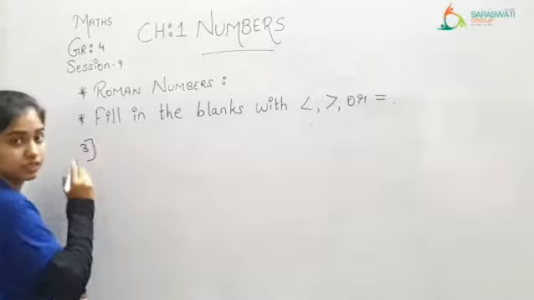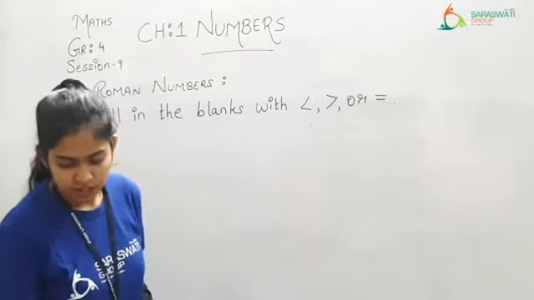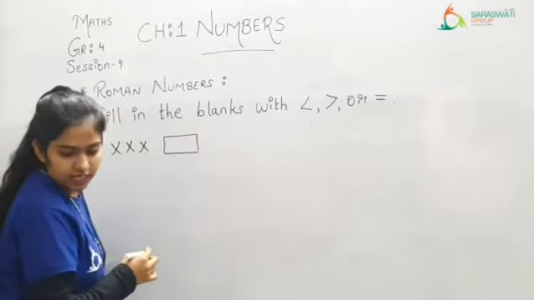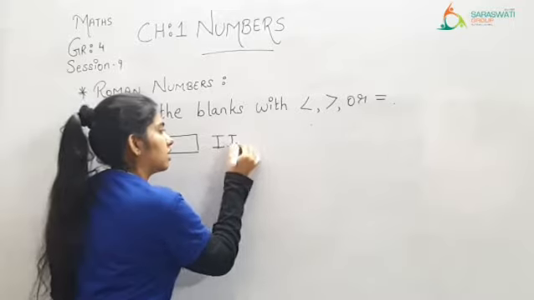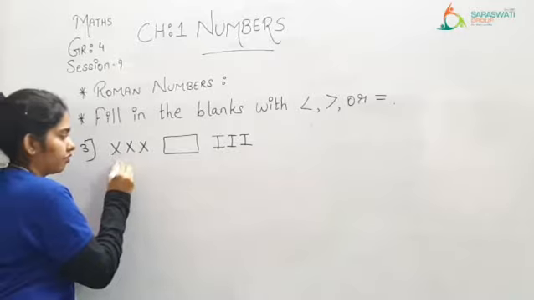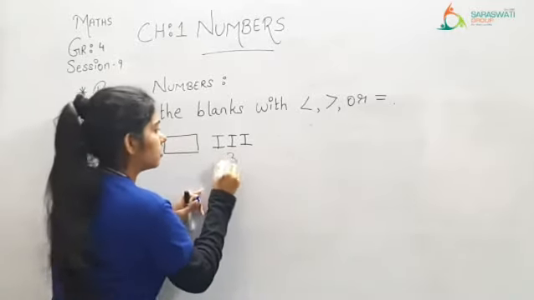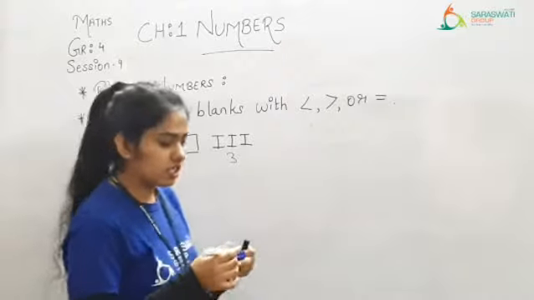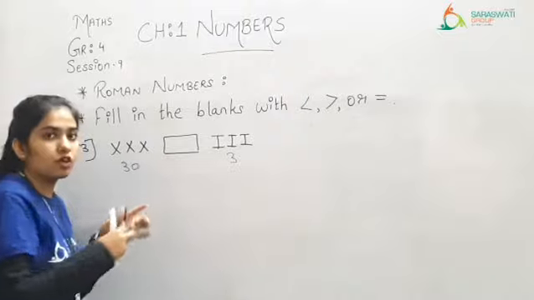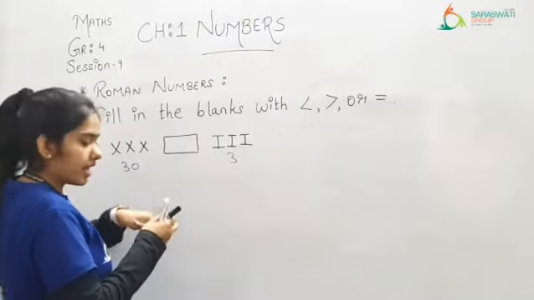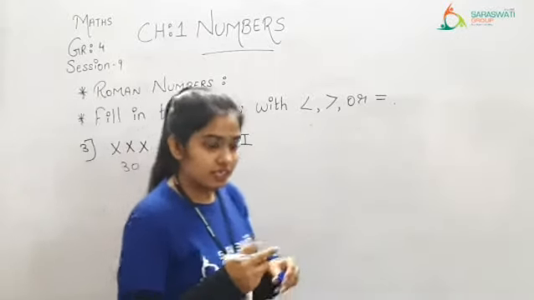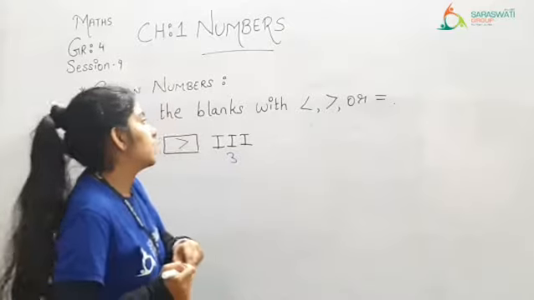Number 3. The next is triple x and then 3 times I. So 3 times x means 30 and 3 times I means 3. Now which value is greater, 30 or 3? Yes, this value is greater. So we are going to open our mouth on this side because this value is greater. Right?